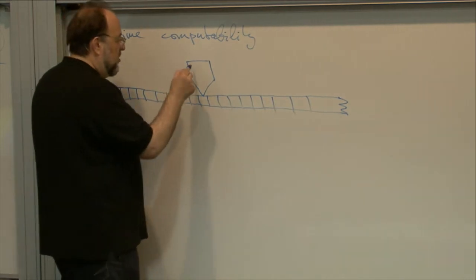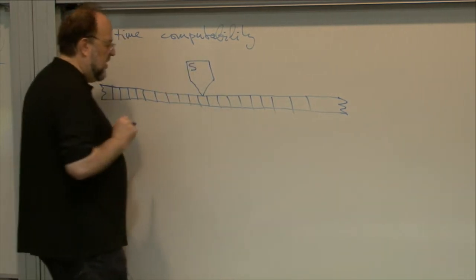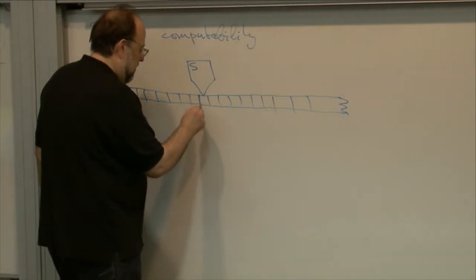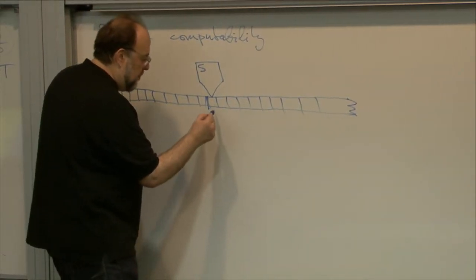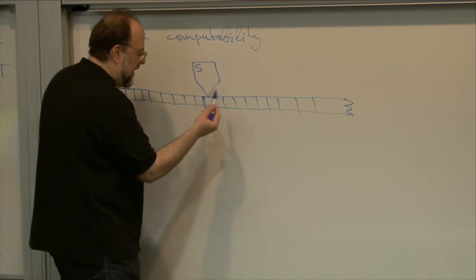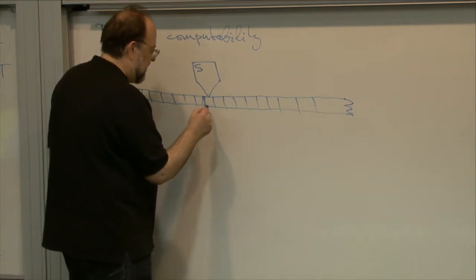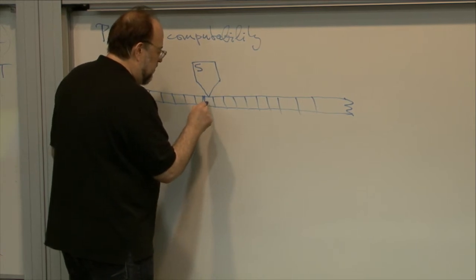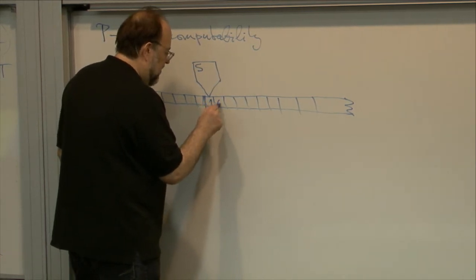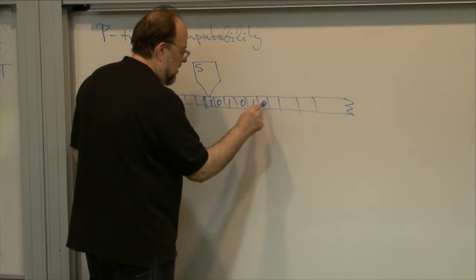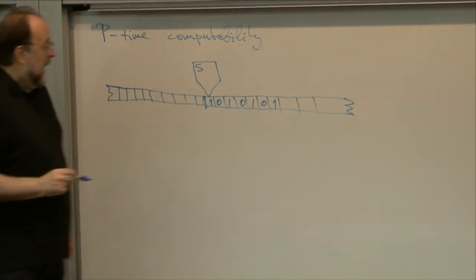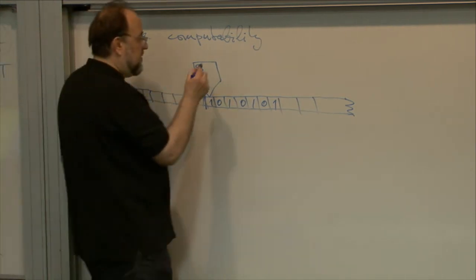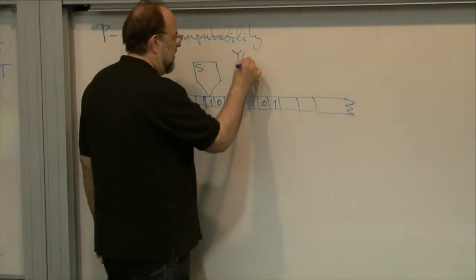And here you have internal states of the machine. And the input is written in some finite alphabet. It can be just binary 0, 1. It doesn't make much difference. But the input is written here, right? And the machine has a special state that is called the yes state.